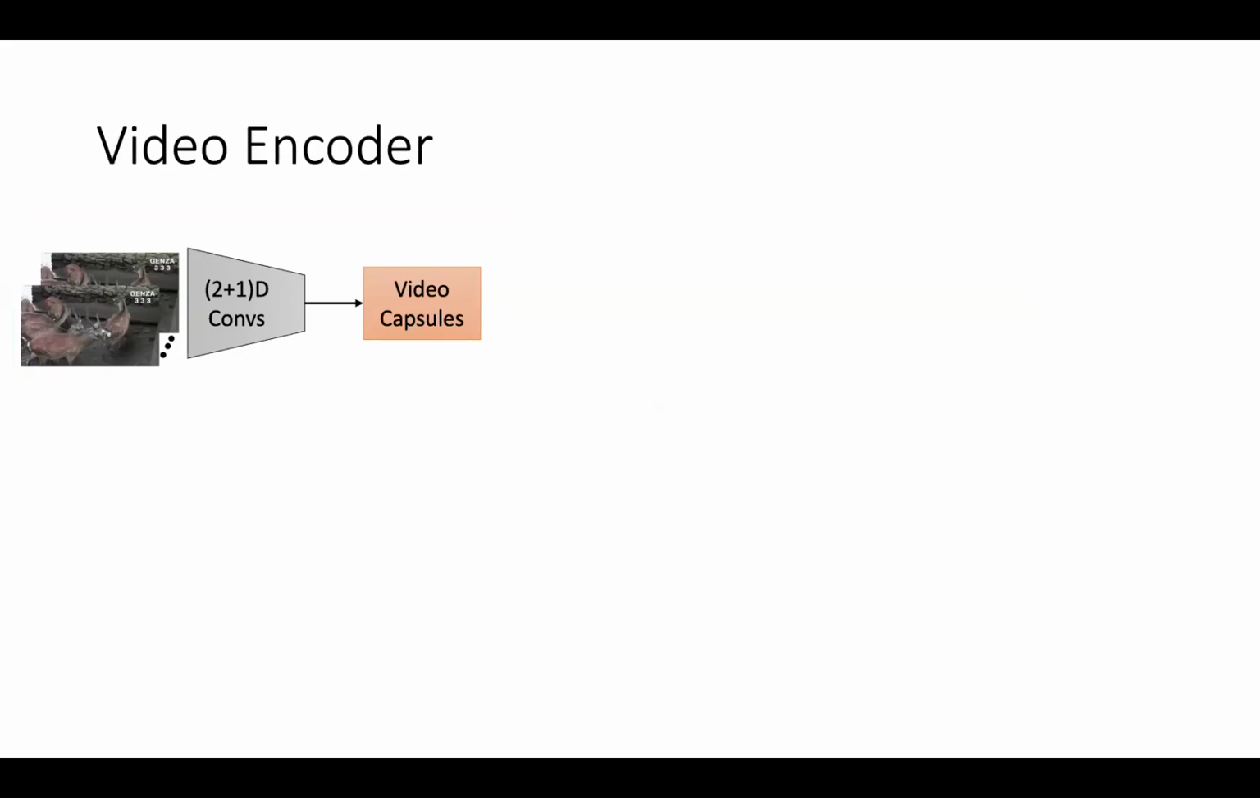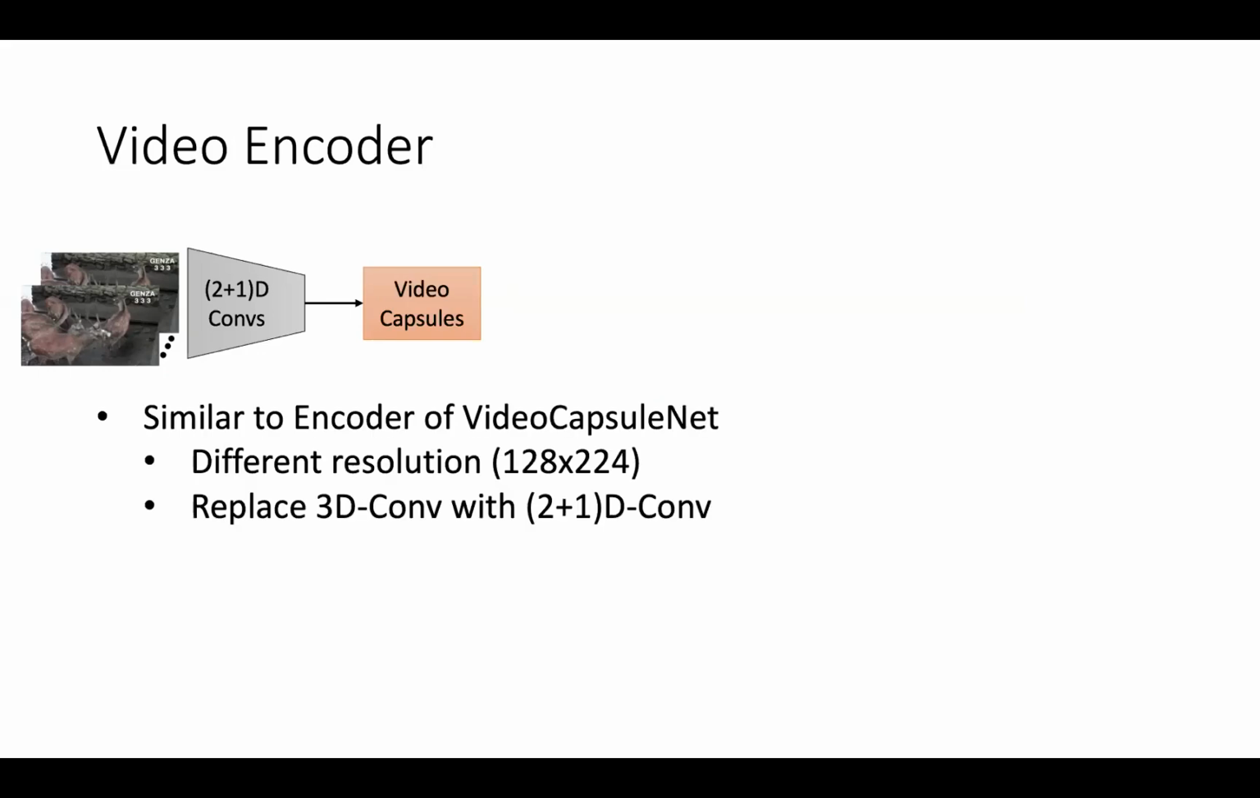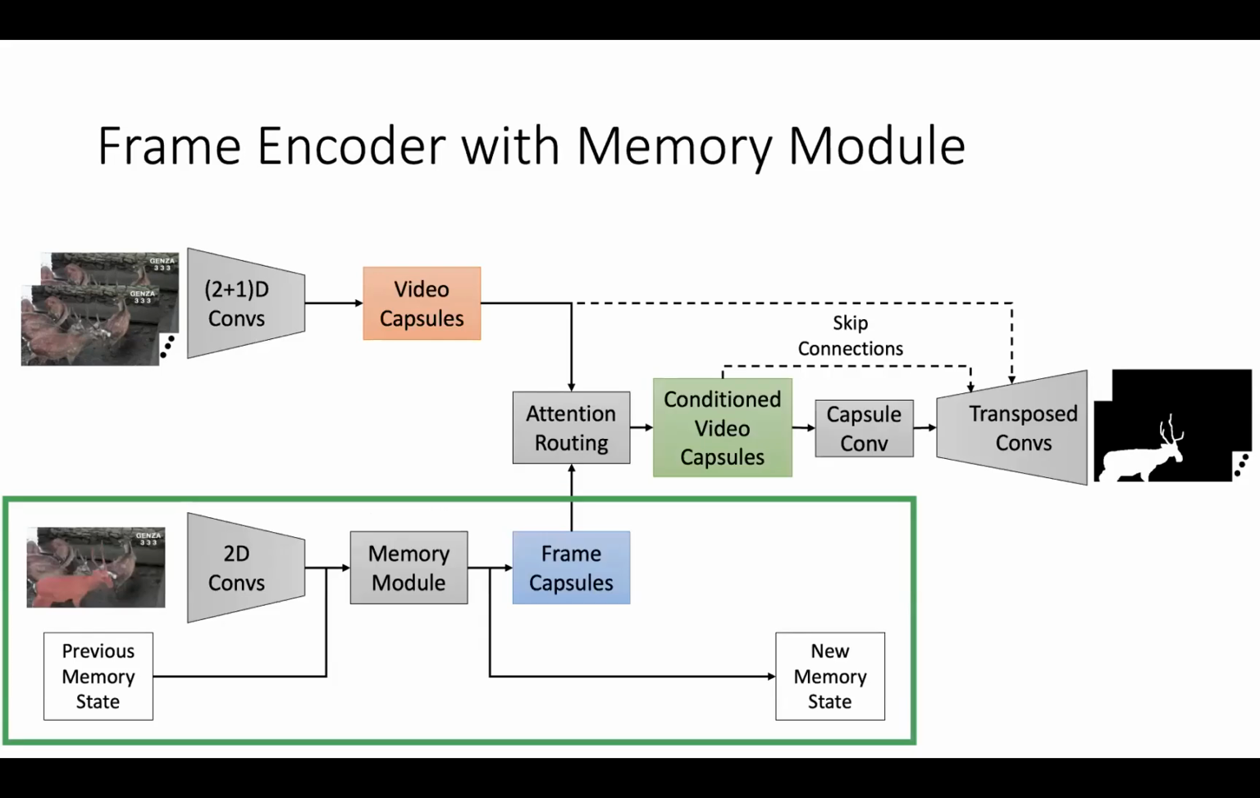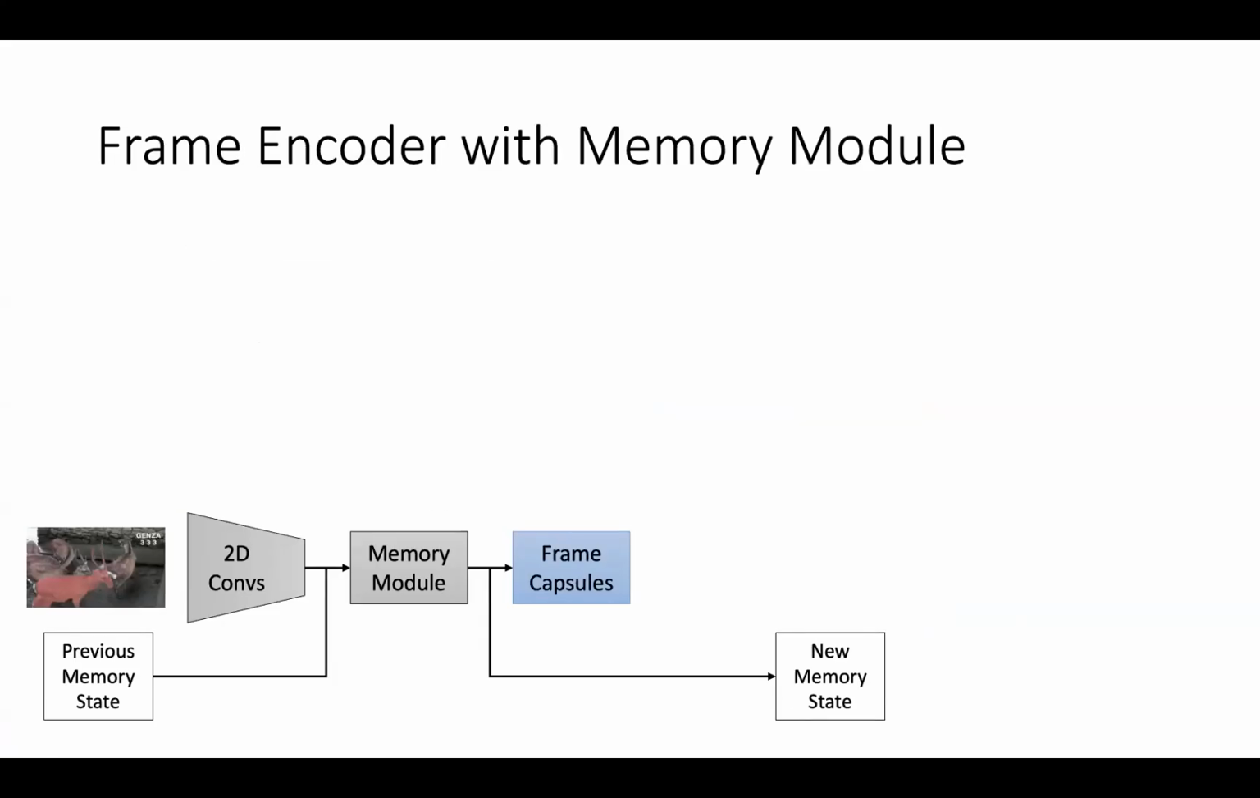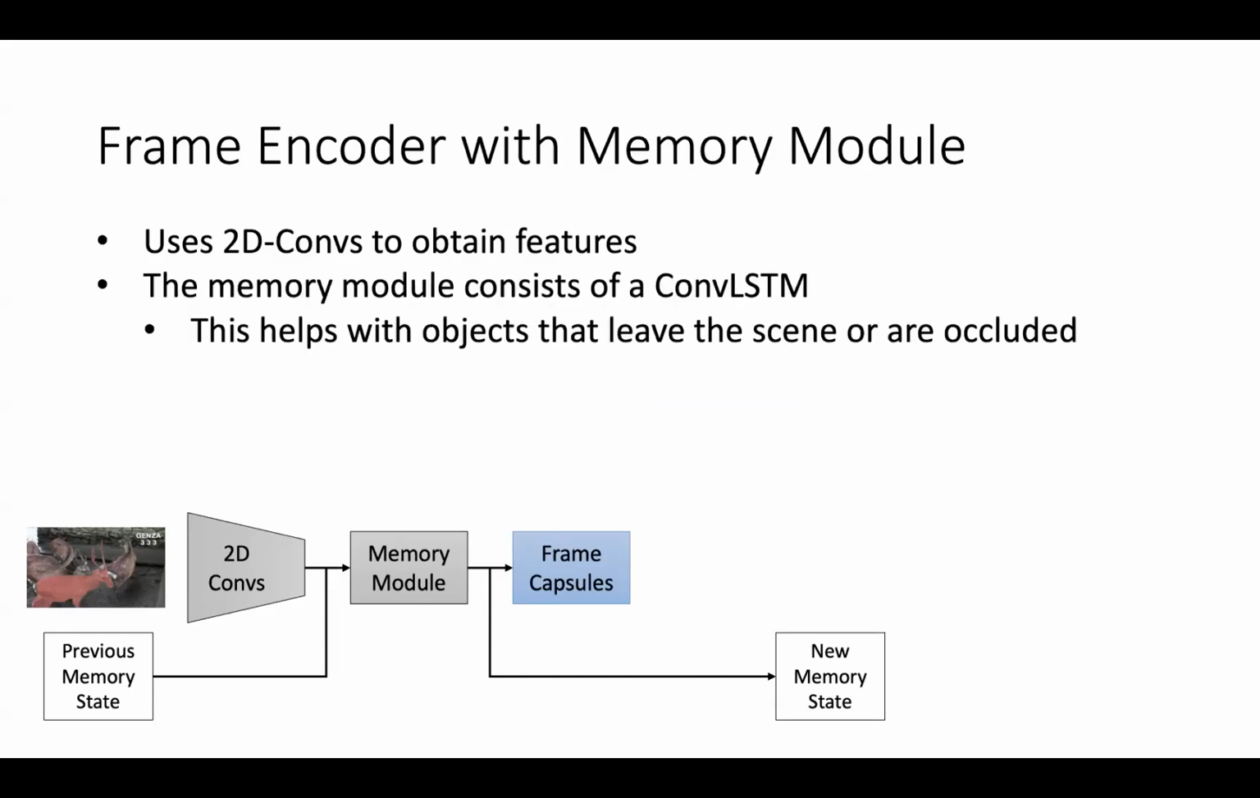So we start with the video encoder. This is similar to the encoder in video capsule network. The main difference is we have a higher spatial resolution, 1028 by 224, and we replace the 3D convolutions with 2+1D convolutions. We find that this improves performance as well as speed. Then we have the frame encoder with a memory module. The frame encoder uses 2D convolutions to obtain features. Then these features are passed through a memory module which consists of a convolutional LSTM. This memory module is useful for dealing with occluded objects or objects that leave the scene. From this memory module, we generate a set of frame capsules.